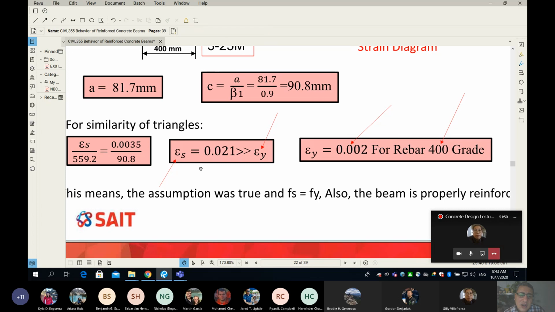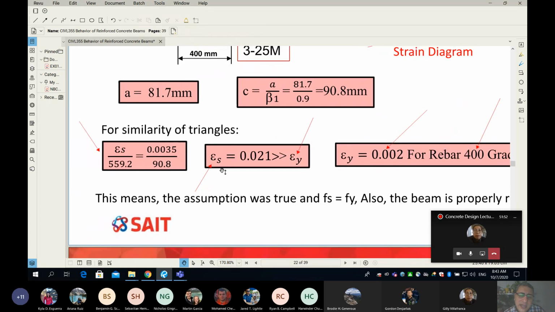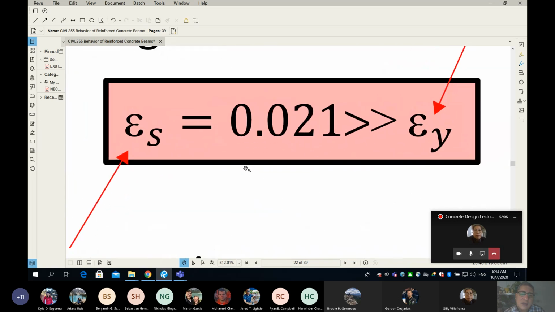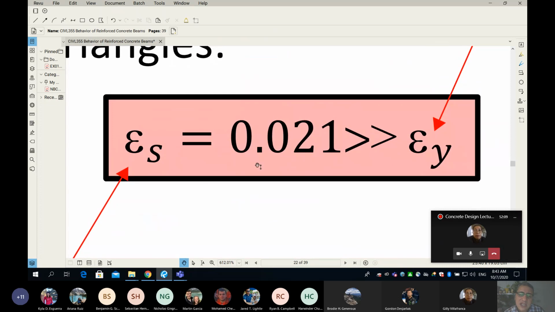It's as simple as this: once you find the actual strain in your rebar before your beam failed, then we know whether our beam has failed in tension or compression or balanced. Can anybody tell me, based on what you see right now? The strain in the steel is way larger than the epsilon yield. Is that balanced failure, tension failure, or compression failure?